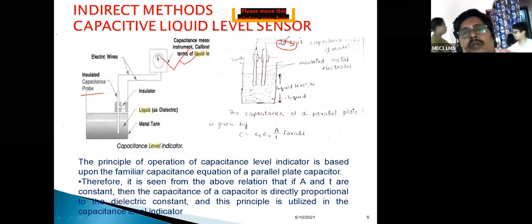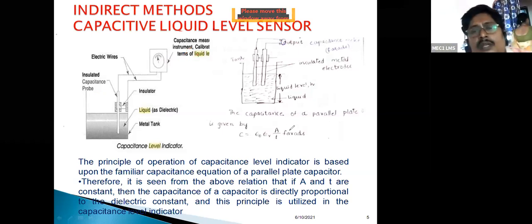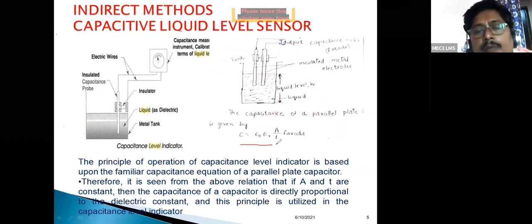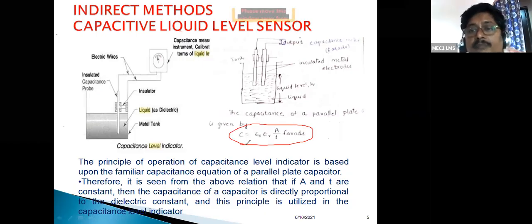Then next, this capacitance mainly depends upon this formula. All of you know that C is equal to epsilon naught epsilon R A by T. We can also call it A by D.